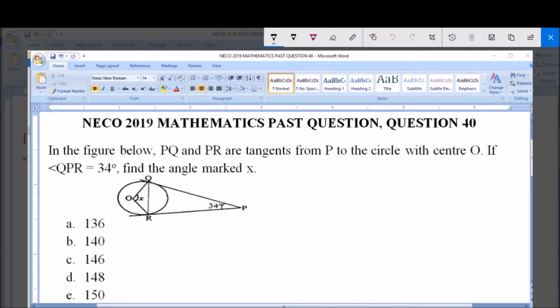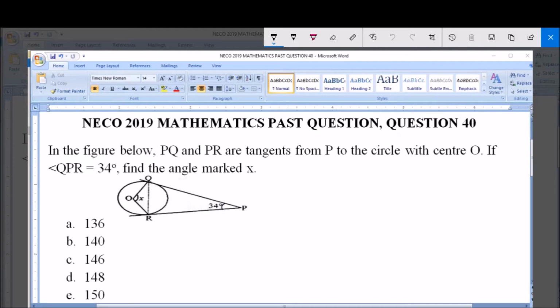I will be solving NECO 2019 Mathematics past question 40. In the figure below, PQ and PR are tangents to the circle with center O. If angle QPR is equal to 34 degrees, find the angle marked X. A 136 degrees, B 140 degrees, C 146 degrees, D 148 degrees, and E 150 degrees.